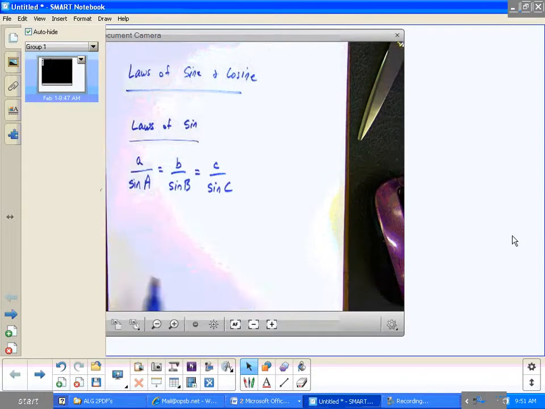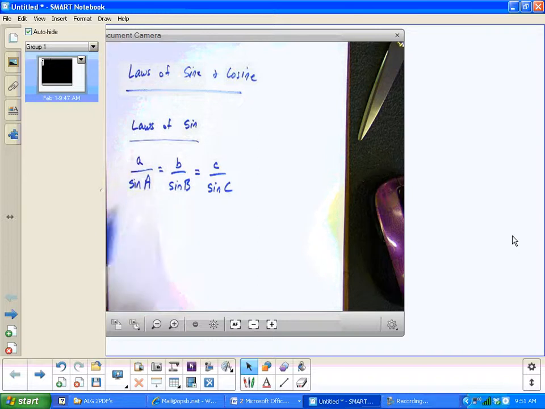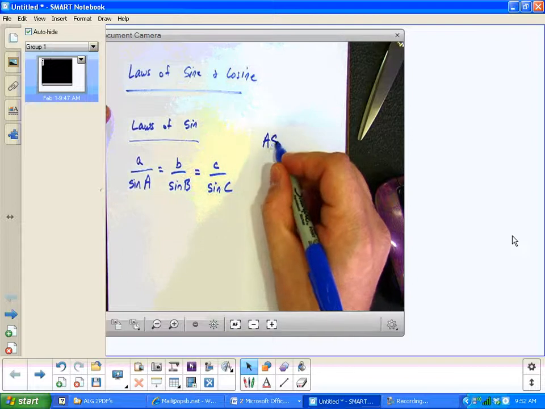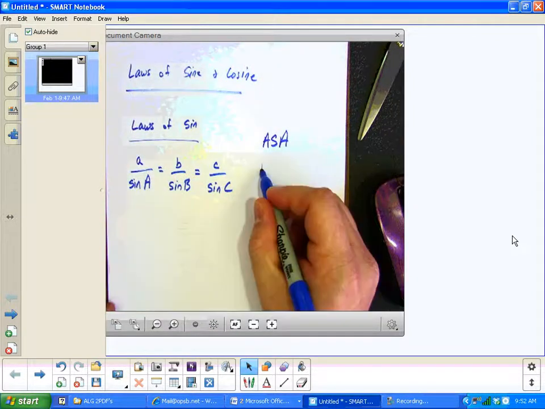But you notice the side and the angle, these are the ones that are across from each other, aren't they? Okay, and that's one of the things that's going to tell me to use laws of sine: the angle and the side that's opposite are going to be given to us. Now, the other way to look at that is you look at these three cases. Okay, it's for angle, side, angle. So that's where I'm given two angles and a side, or angle, angle, side.